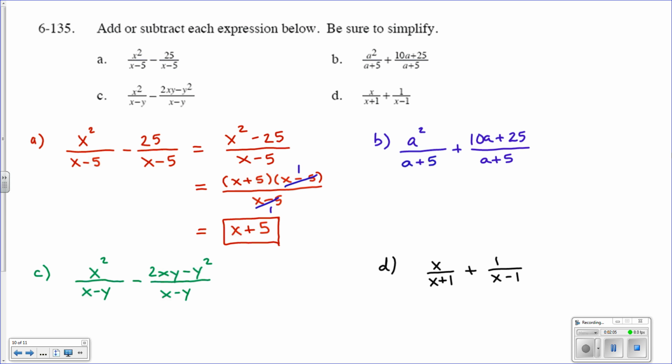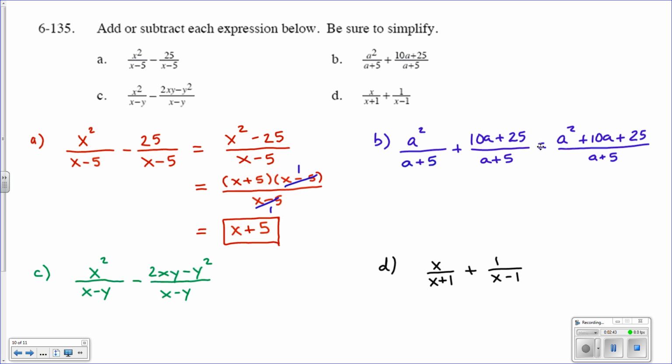Let's look at b now. We have a squared over a plus 5 plus 10a plus 25, or that quantity over a plus 5. So a lot of times we look to factor first, but since I'm seeing that we have the same denominator, and this is going to make a trinomial if we combine it all together, what we're going to have here is a squared plus 10a plus 25 all over a plus 5.